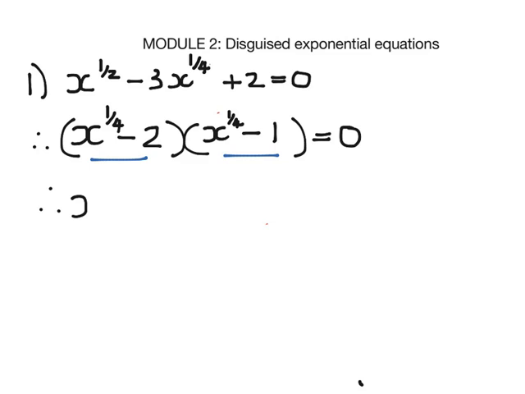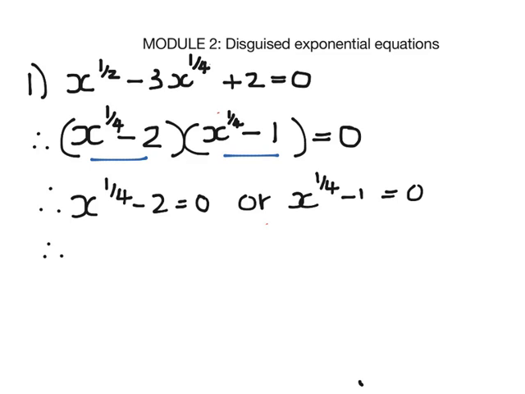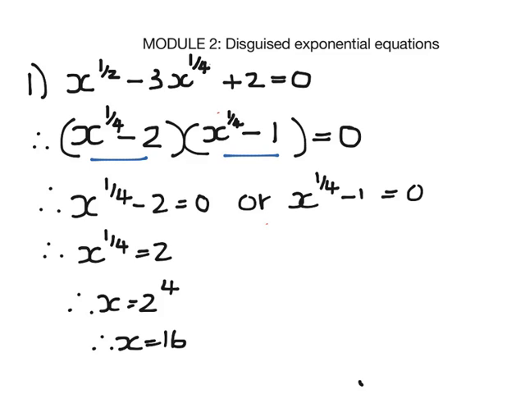So in other words, x to the 1 over 4 minus 2 is equal to 0, or x to the power of 1 over 4 minus 1 is equal to 0. We then go and simplify each of these many exponential equations by themselves. So therefore x to the 1 over 4 will equal 2. Therefore x is equal to 2 to the power of 4, which is equal to 16.